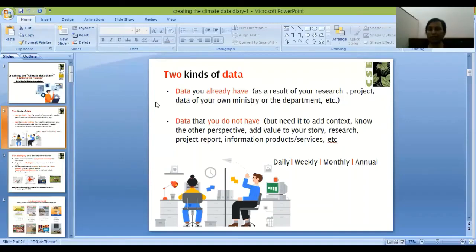At the same time, in both the cases, the data that we will need will be of various periodicities. We may need to have data on a daily basis, on a weekly basis, on a monthly, and even on an annual basis.